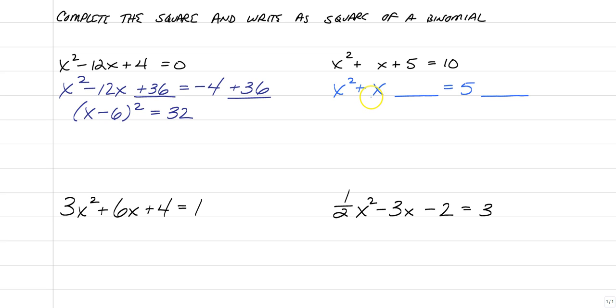Half of 1 is 1/2. So this leading coefficient is 1, so we actually have half of that, which is 1/2, and if we square it, 1/2 squared is 1/4. So we're actually adding 1/4 to both sides.